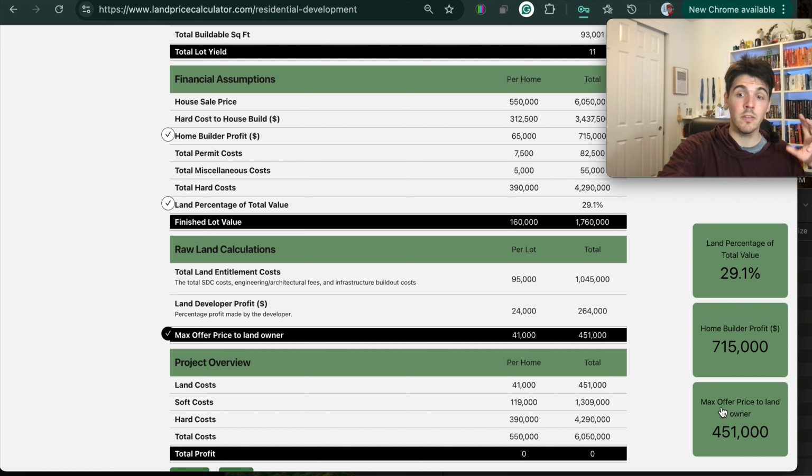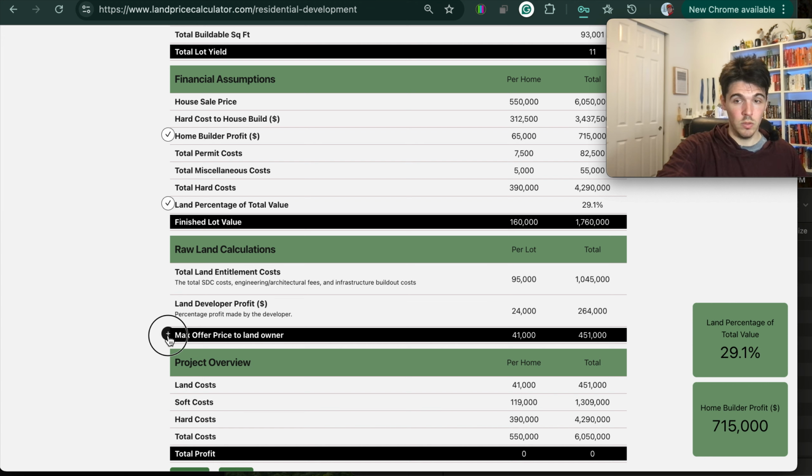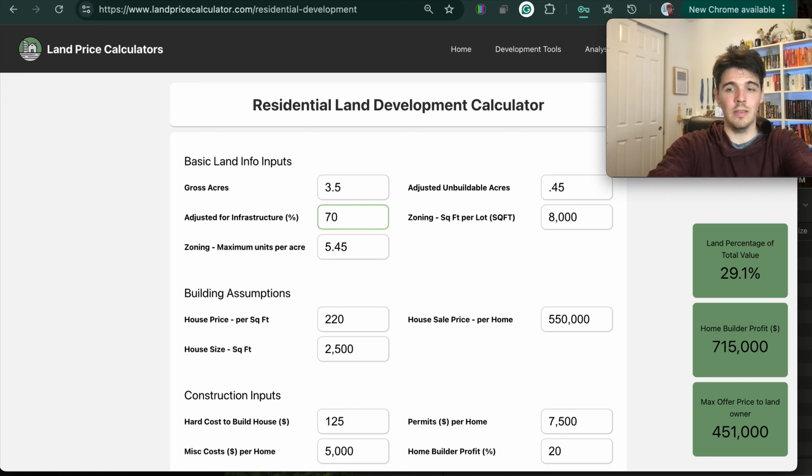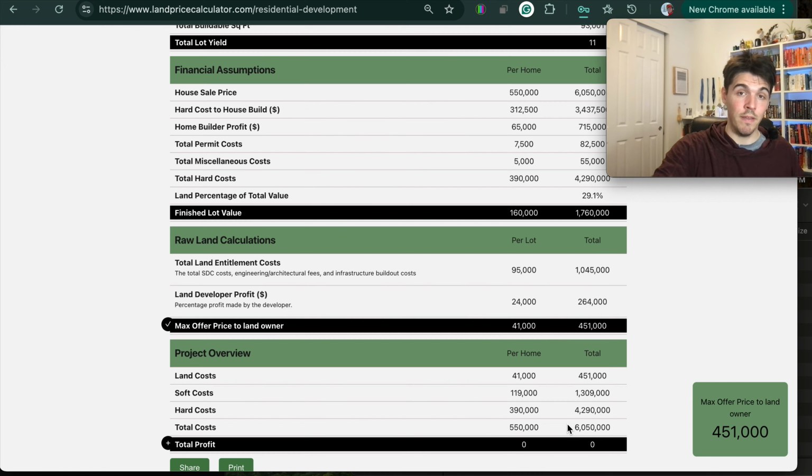By default, the max offer price to landowner is on. And so we can just go click. And as we change these numbers, we can see how everything else changes. This is a fantastic tool to use if you are looking to develop residential real estate. If you have a large piece of land and you want to break it up into several pieces, this is the tool that you should use.